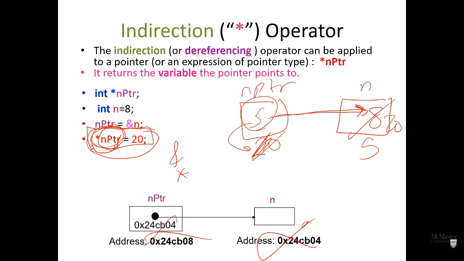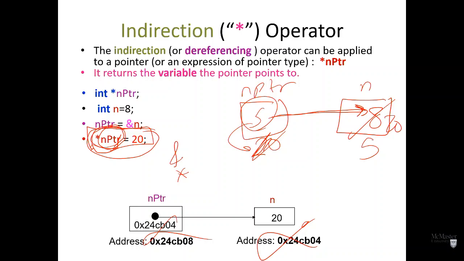Make sense? So basically, it replaces 8 with 20 in that same jar, if we think of the address as a jar. If this memory location is a jar and the pointer is pointing to it, it replaces what is inside the jar. Okay. So just to confirm, this is not changing the memory address of n, it's just changing the value.